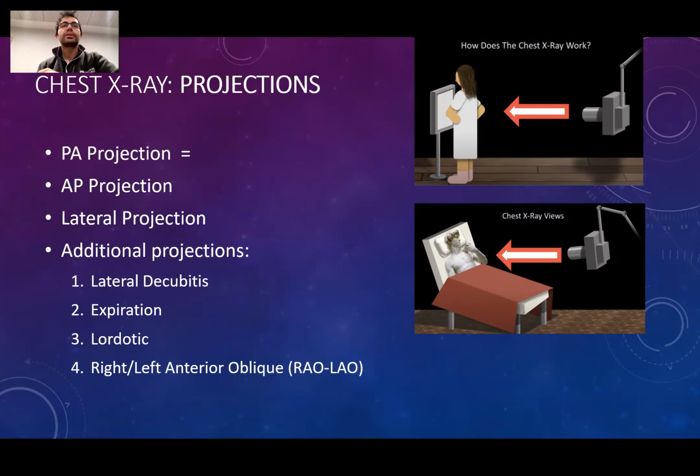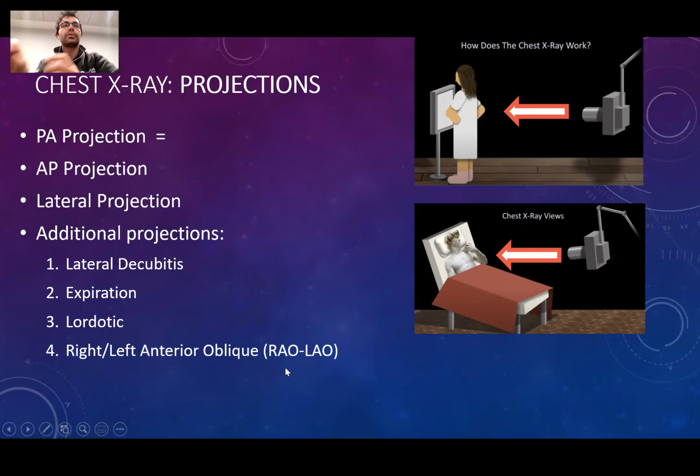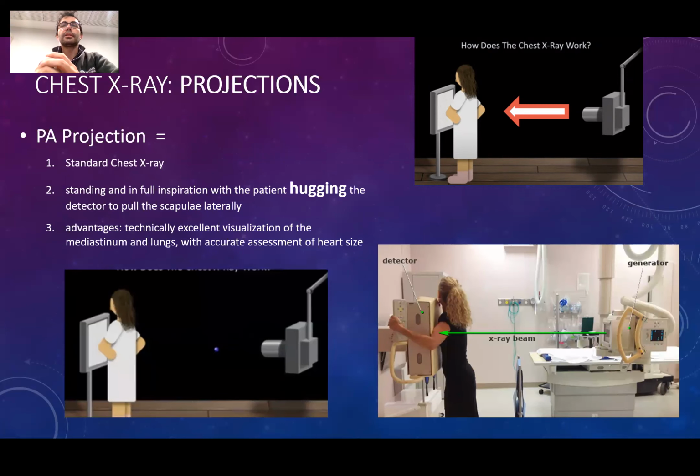Also, there is lateral projection as well. We will come to that, and there are some additional projections that we can use also. PA is the standard one, as I have told you. The patient should be in full inspiration and hugging the detector. When you hug the detector, the scapulas get to the lateral side, so the lung areas are more visible. The advantages of this are very good visualization of the lungs and mediastinum. Also, the heart size is measured in a better manner.